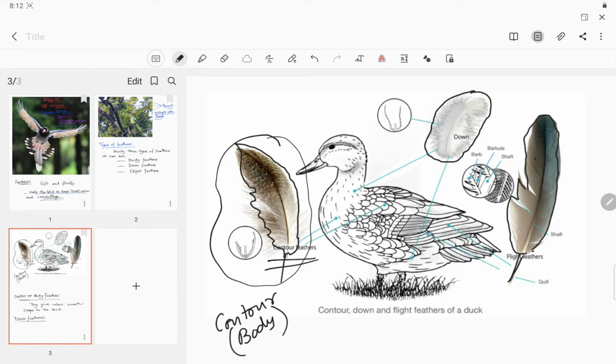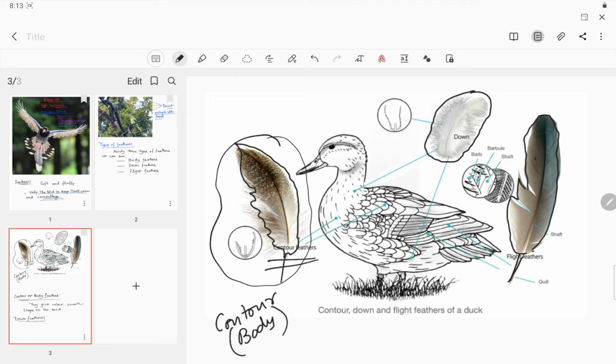This is also very light in weight, and basically we can see this type of feather in our room. If we take this feather and blow it, it will fly away. So these are the down feathers, and this is very small, and it is located underneath the body feathers. Clear? They are soft and fluffy.